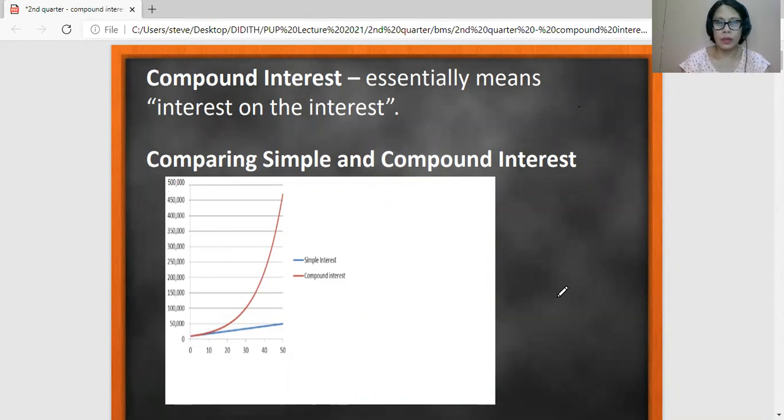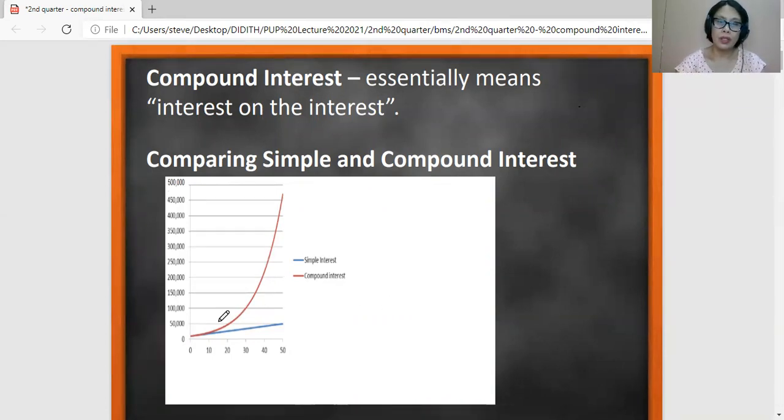So, compound interest essentially means interest on the interest, because the interest here is accumulated. Now, before we work on some compound interest problems, let us compare the two graphs here, which is a representation on the graph of an investment using simple interest and an investment using compound interest.